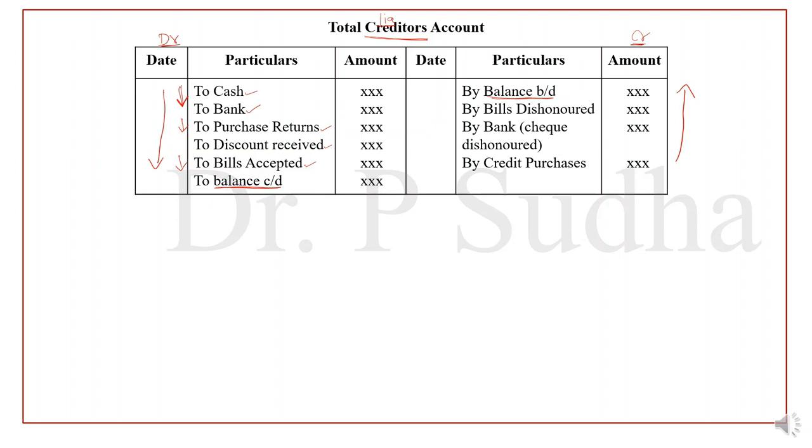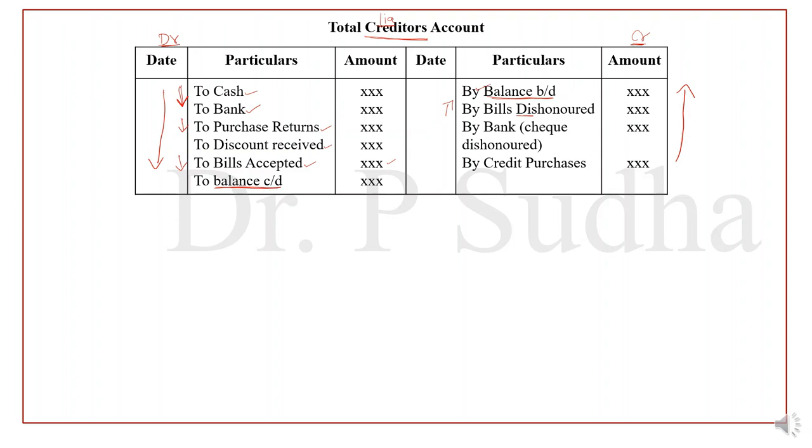Now moving on to the credit side. Opening balance, since it is a liability, the opening balance will be on the credit side. Bills dishonored. See, we are accepting a bill here. When we are accepting a bill worth 10,000 rupees, we don't honor that bill. When we are accepting the bill, it decreases the liability. When we dishonor a bill, it will increase the liability. So we are writing it on the credit side.